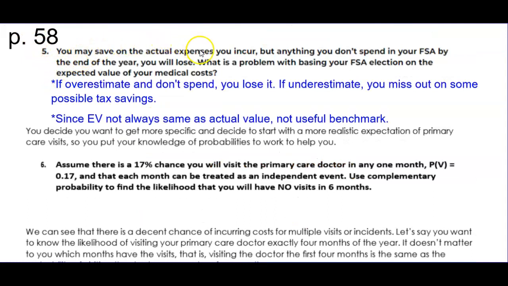All right, page 58. So you may save on the actual expenses you incur, but anything you don't spend, it will be gone. So what is a problem with basing your FSA election on the expected value? Well, there's a couple of things here. So if you overestimate and you don't spend, you lose it. And if you underestimate, you miss out on some possible tax savings. So that's the idea behind trying to get an accurate guess.